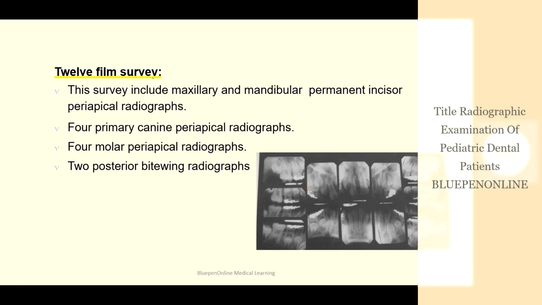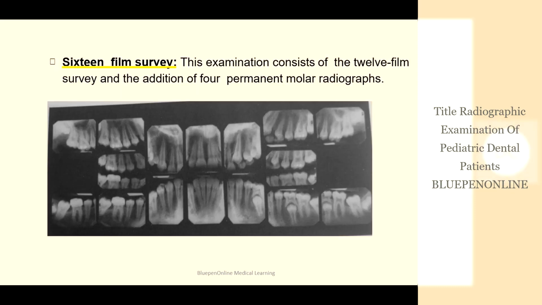And there is the 12 film survey. So in total it is 12. This includes maxillary and mandibular permanent incisor periapical radiographs, 4 primary canine periapical radiographs, 4 molar periapical radiographs, and 2 posterior bite-wing radiographs. The 16 film survey consists of the 12 film survey, which we already described, and in addition to that, there will be 4 permanent molar radiographs.